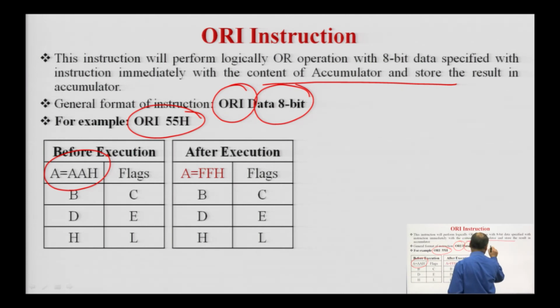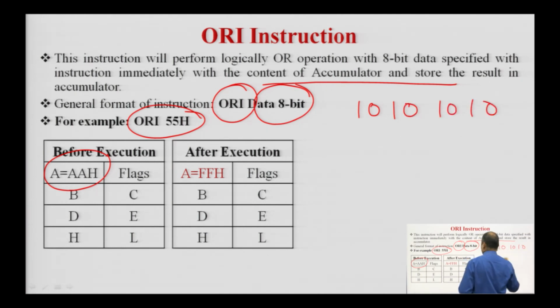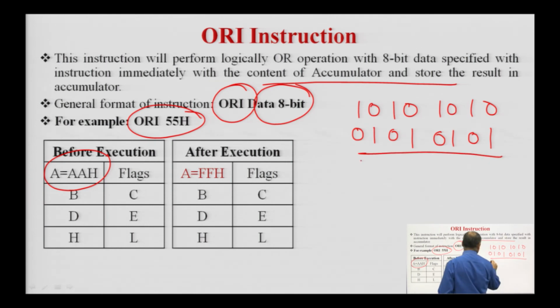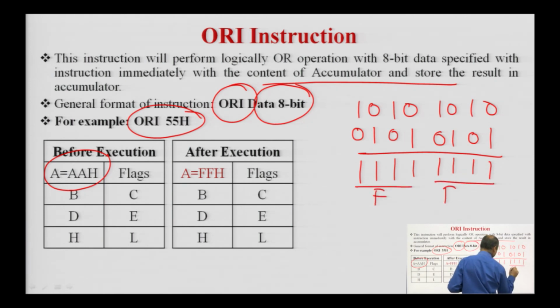So here, 1010 1010 and the specified data, that is 0101 0101. After the logical OR operation, the result is 1111 1111, which is FFH. After the execution of this instruction, the result, FFH, is stored back into the accumulator. So this instruction stores the result of the logical OR operation between the specified 8-bit data and the content of the accumulator into the accumulator. This is the meaning of the instruction ORI 8-bit data.